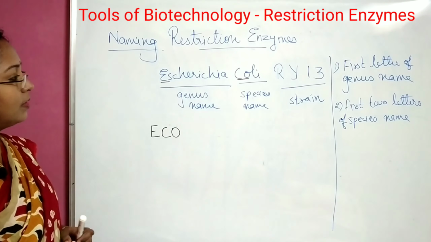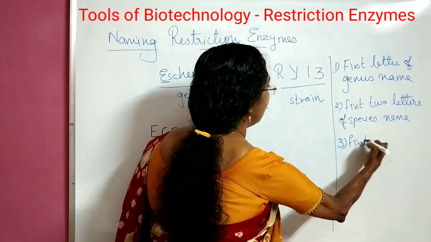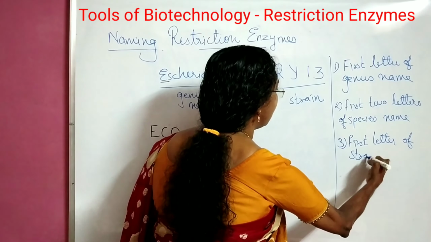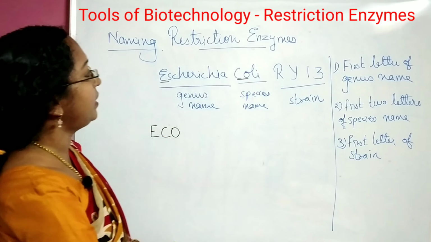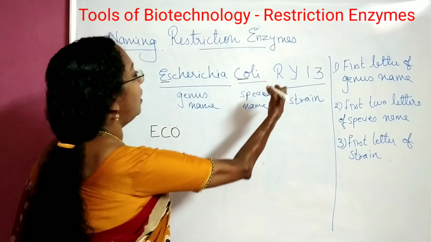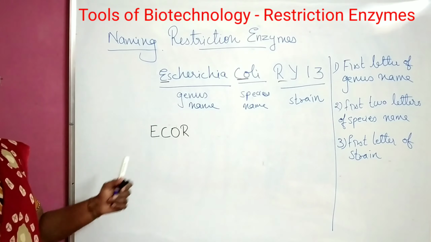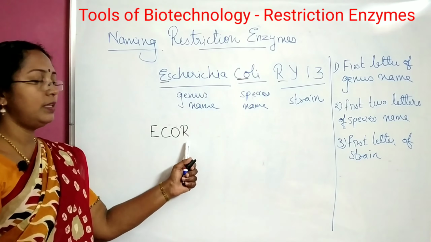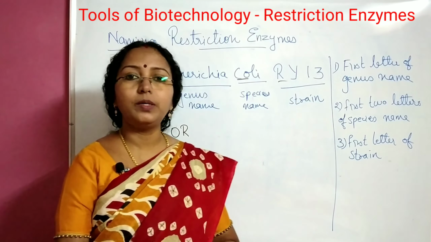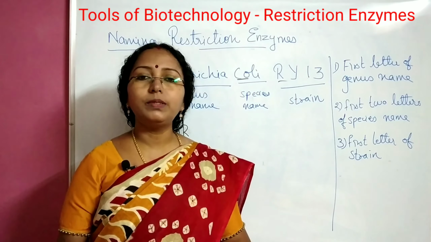Okay. Next I'll take the first letter of the strain. My strain is RY13 and its first letter is R. So I am taking that, EcoR. This is the name of my restriction enzyme. So I have isolated restriction enzyme from Escherichia coli RY13, and according to these rules, I have named it as EcoR.